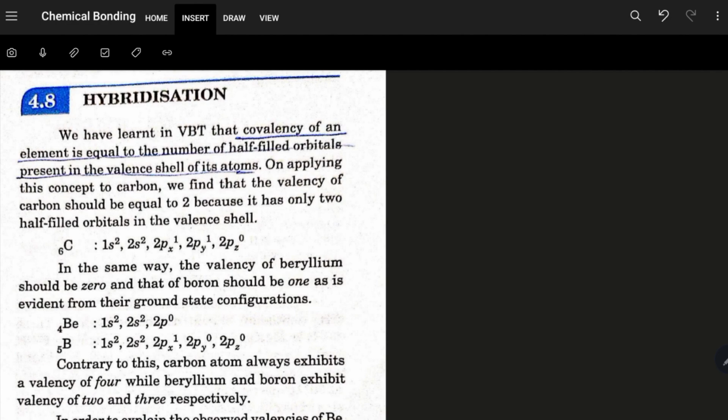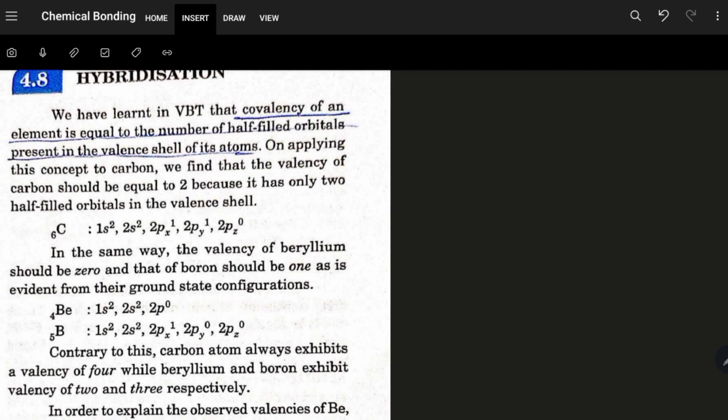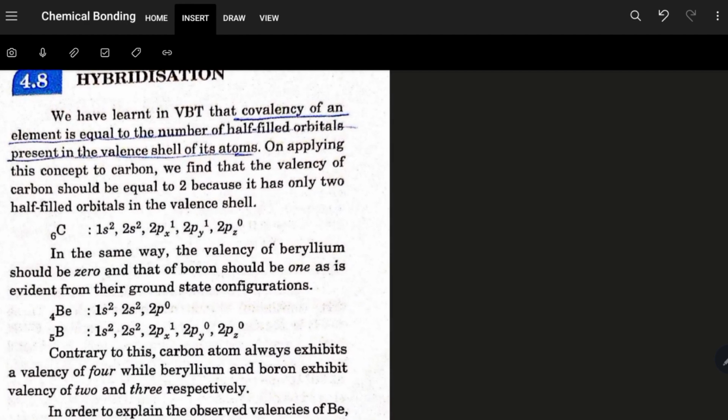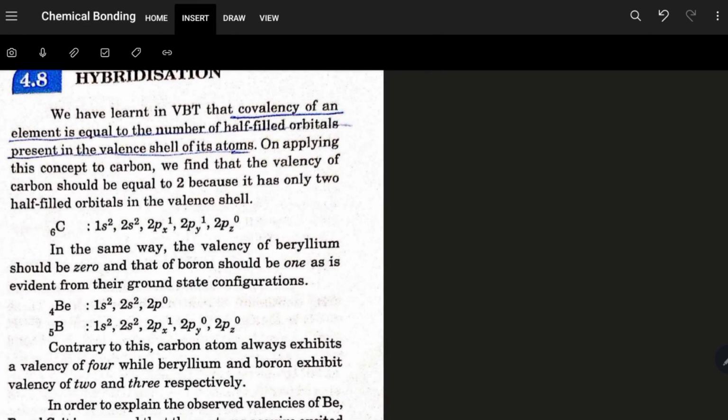This is a part of hybridization from another resource. So there is no harm researching from various resources. So let us see covalency of an element. What is that? It is equal to the number of half-filled orbitals present in the valence shell of its atoms.